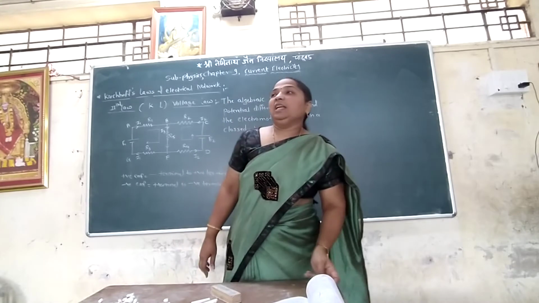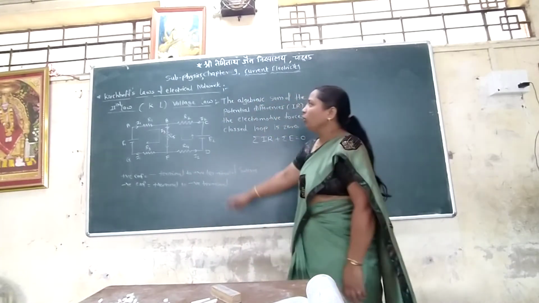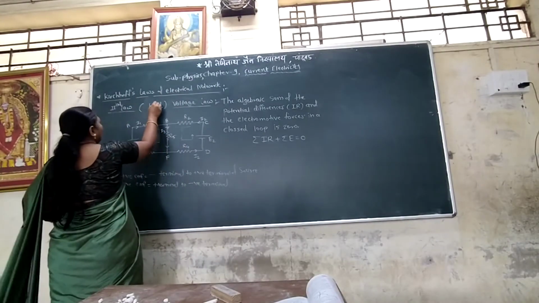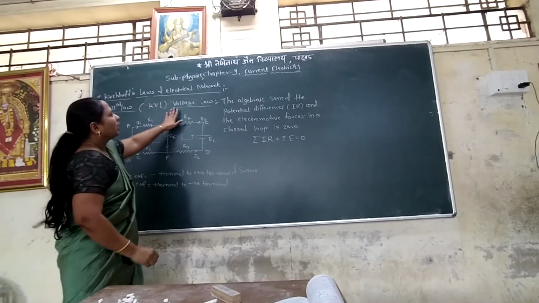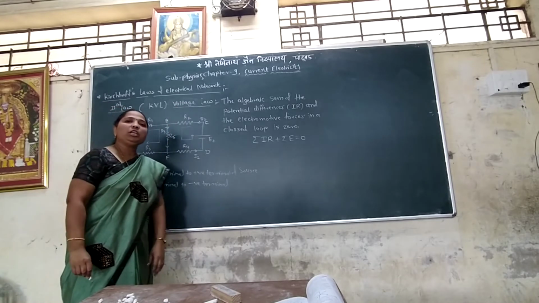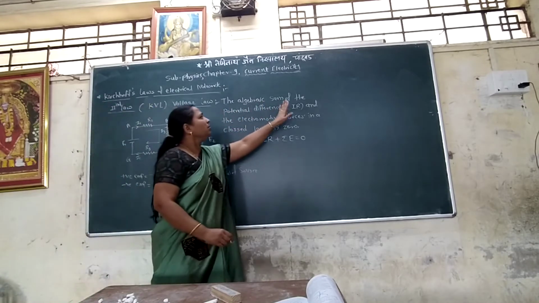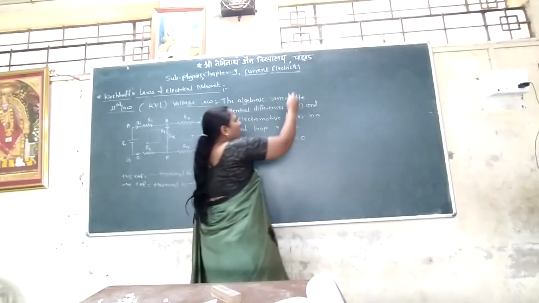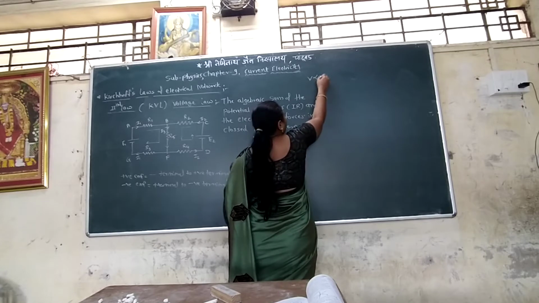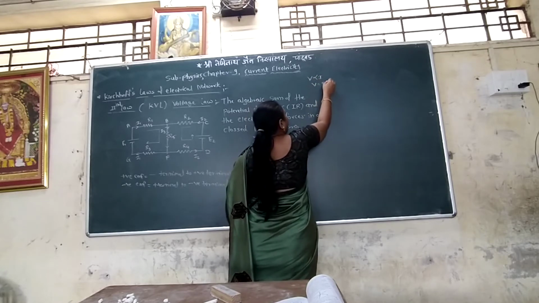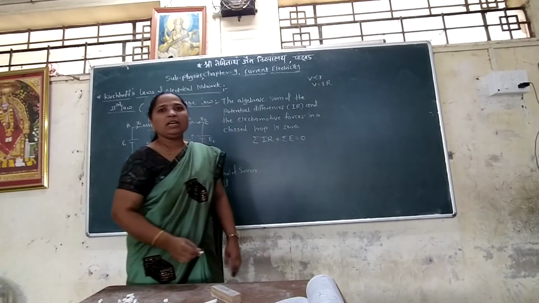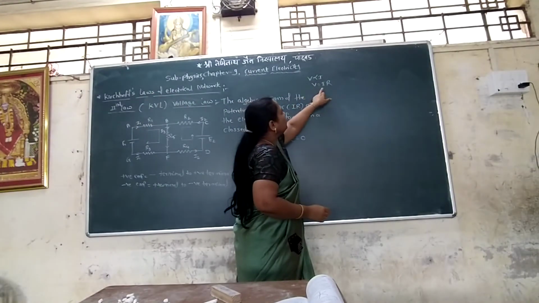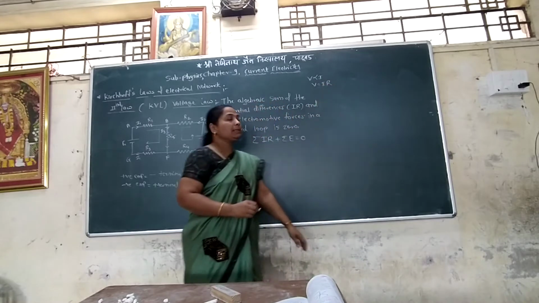We learn about the next law, Kirchhoff's voltage law, known as KVL. The statement of Kirchhoff's voltage law: the algebraic sum of the potential differences. According to Ohm's law, V is directly proportional to I, which means V is equal to I into R. R is called the resistance of the conductor. Therefore, V, the potential difference, is the product of current and resistance.